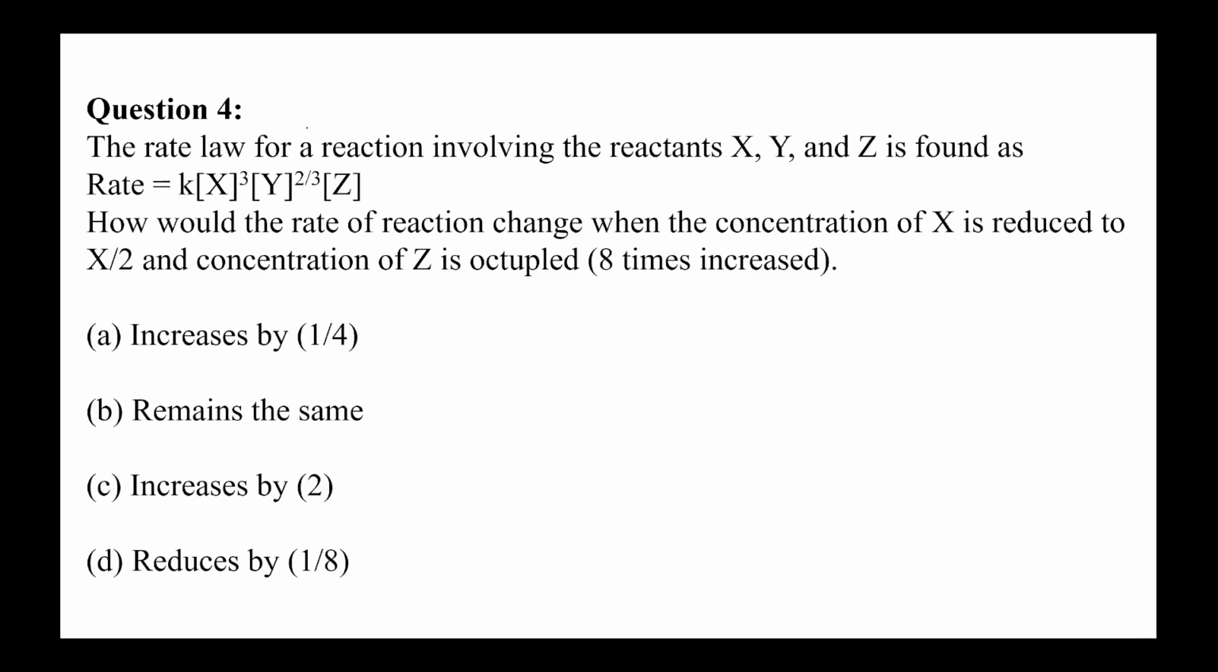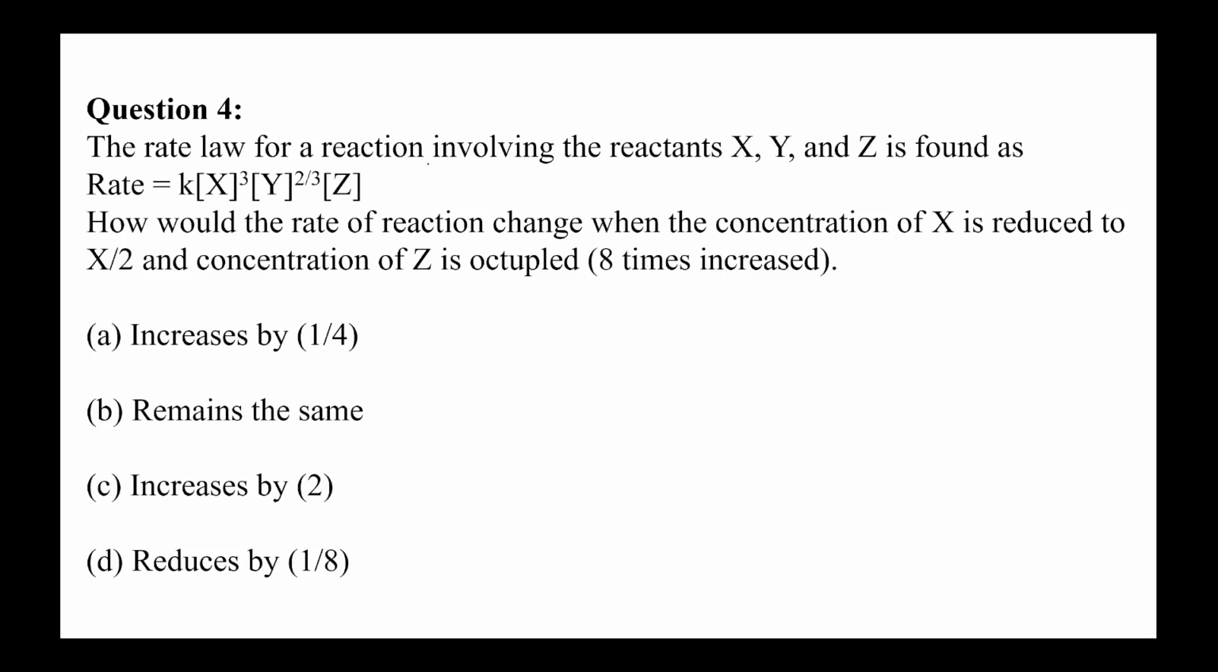The rate law for a reaction involving the reactants X, Y, and Z is found as rate is equal to K, concentration of X cube multiplied by concentration of Y raised to the power of 2 by 3 multiplied by concentration of Z. How would the rate of reaction change when the concentration of X is reduced to X by 2 and Z is octupled, that is Z is increased by 8 times? So what would be the change in the reaction rate?